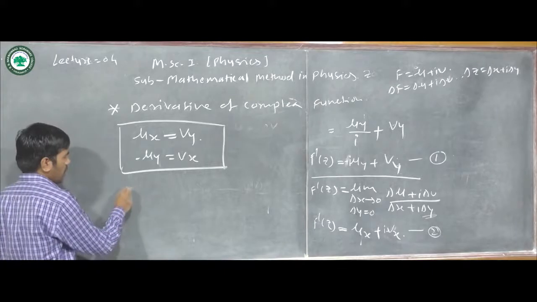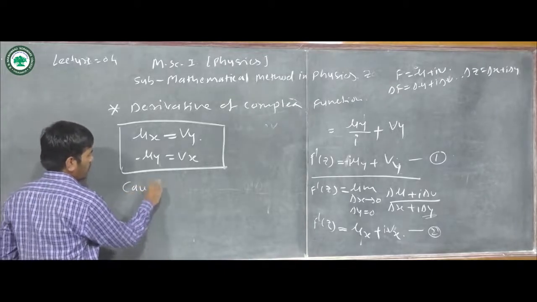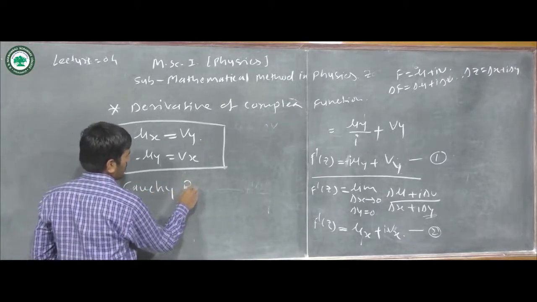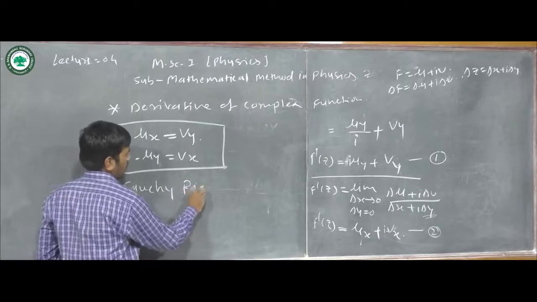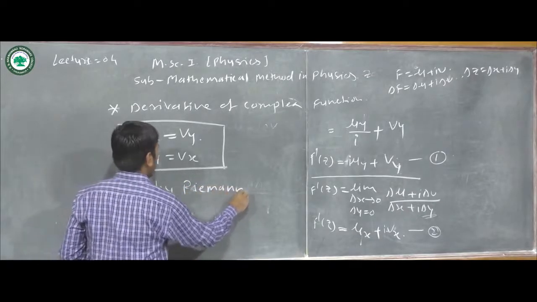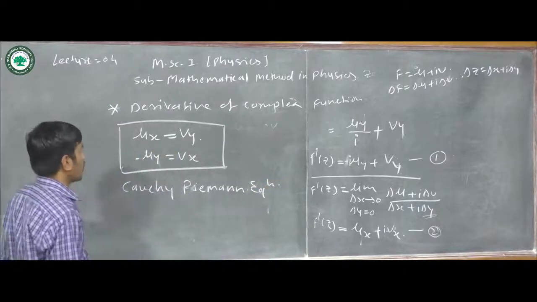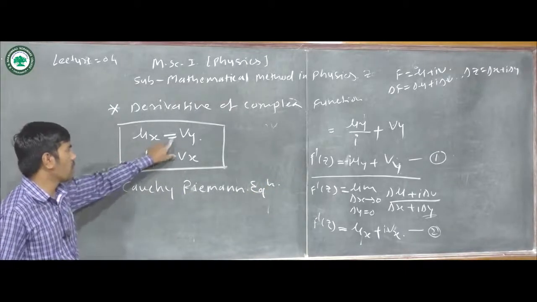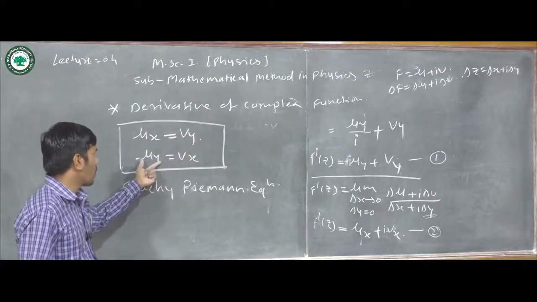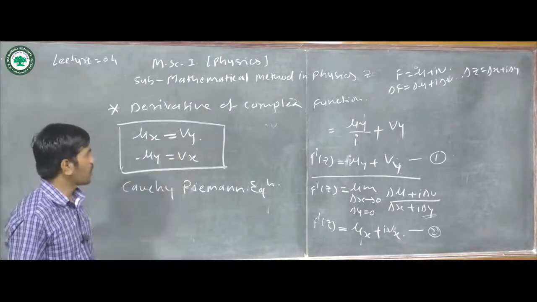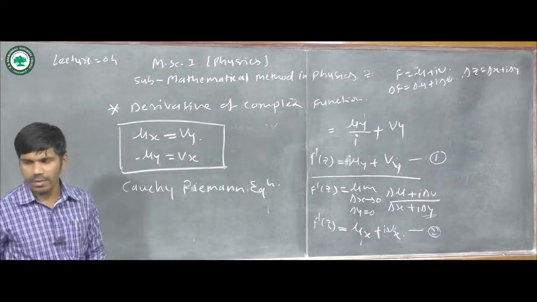Okay, so these equations are called the Cauchy-Riemann equations. This is a necessary condition, that is u_x is equal to v_y and minus u_y is equal to v_x. Okay, so this is about the derivative of complex functions.